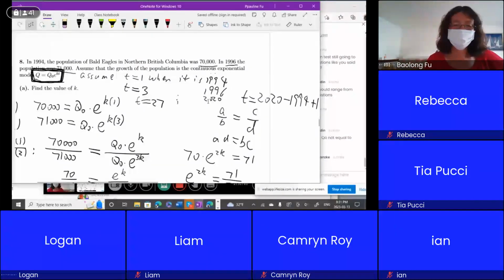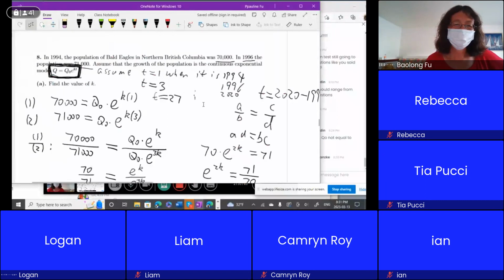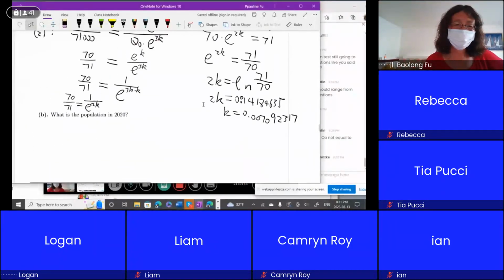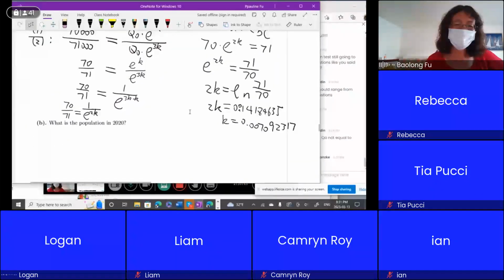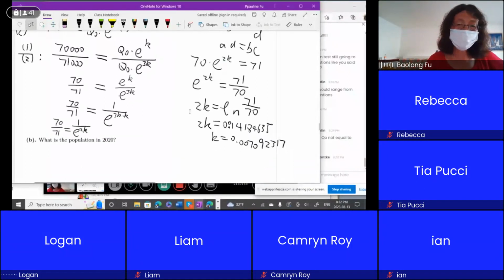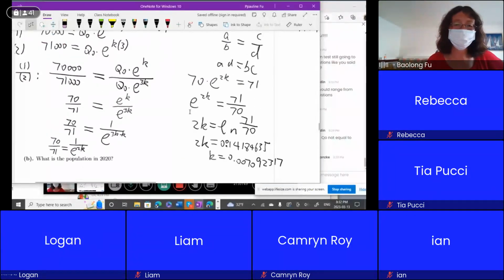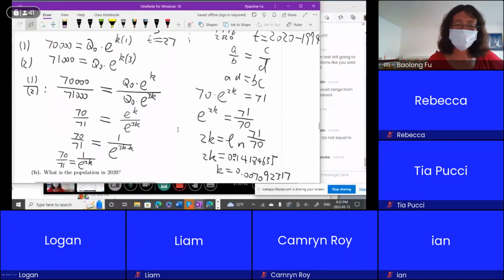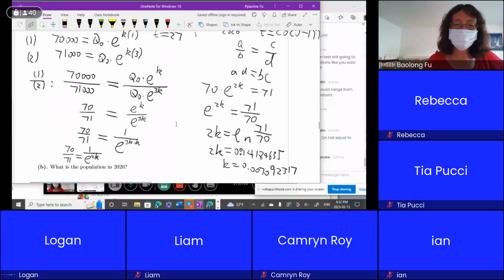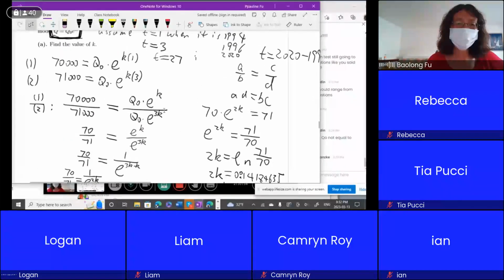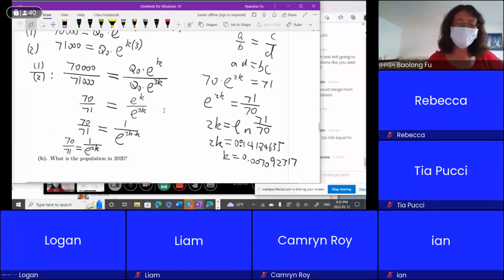Great. So to answer the second question, what is the population? We also need to solve for Q0. So we continue to solve Q0. We solve for K, although the question does not ask you Q0, but you must solve Q0 in order to do question B.